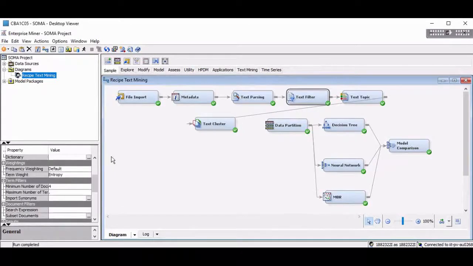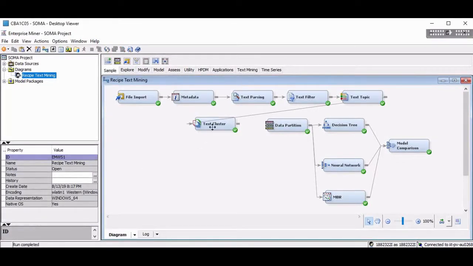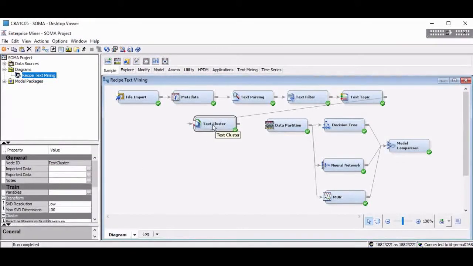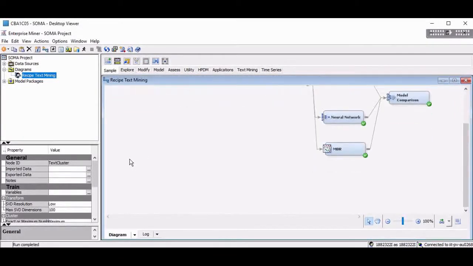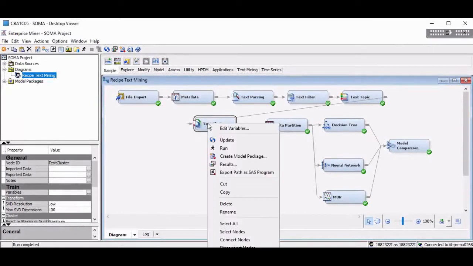At the text filter node, we only focus on weighting properties. The first clustering was performed using mutual information. Next, for the text topic, the number of topics was set as 3, as there are 3 cuisines. Text cluster node was the last node for the text mining process, and we run it.